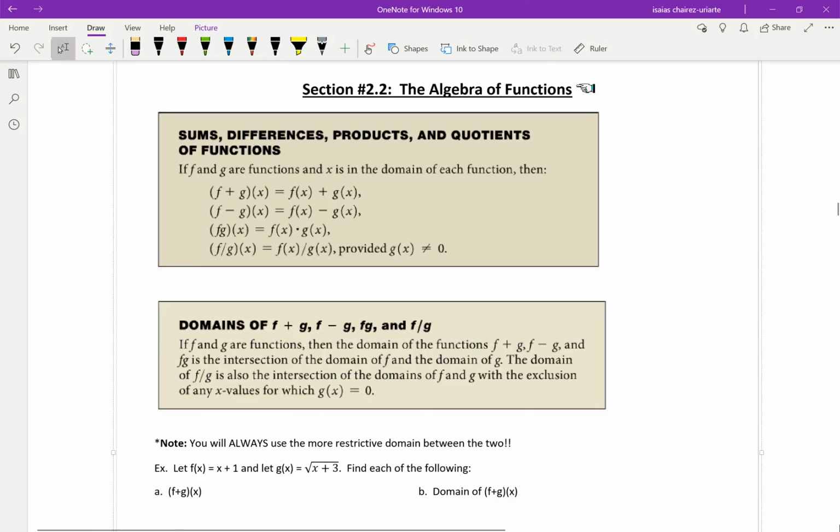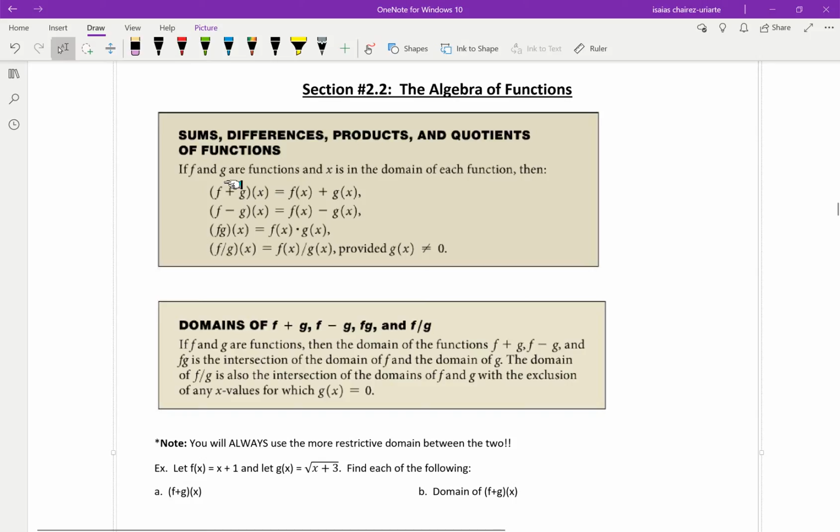Okay, this is section 2.2. We're going to be doing a little bit of arithmetic with functions. So if you give me two functions, f and g, I can make new functions out of these two. So f is a function and it has a domain. g is some other function, it also has its own domain.